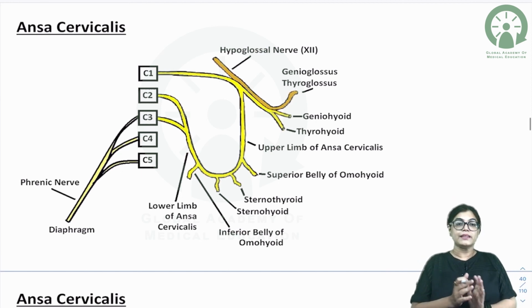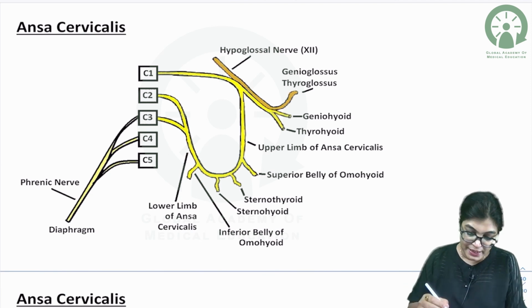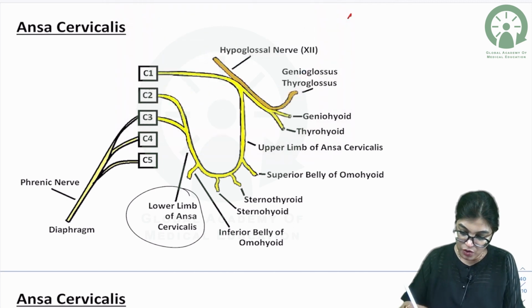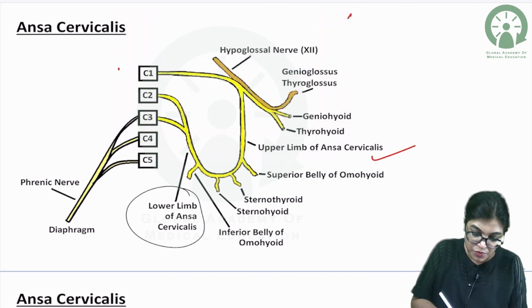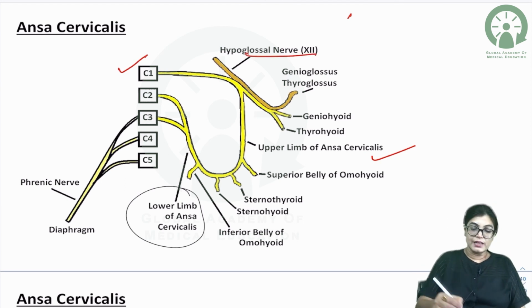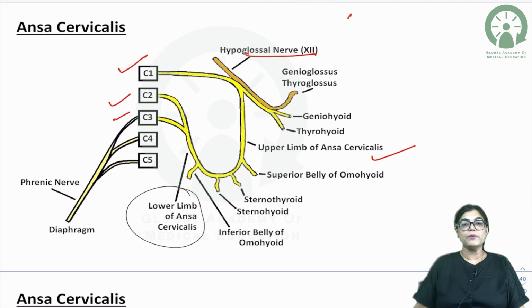To understand the formation of ansa cervicalis, I would like to show you this diagram. What you can see, it is having the lower limb and the upper limb. The upper limb is formed by C1 passing along with the contribution from the hypoglossal nerve. C2 and C3 form the lower limb, and all the infrahyoid muscles get innervation from this loop, that is ansa cervicalis, embedded in the anterior wall of the carotid sheath.